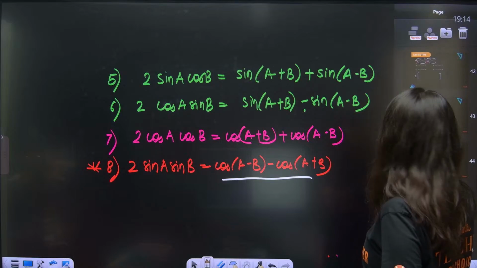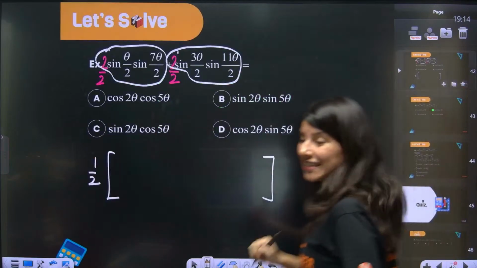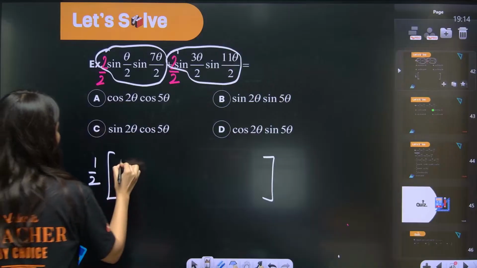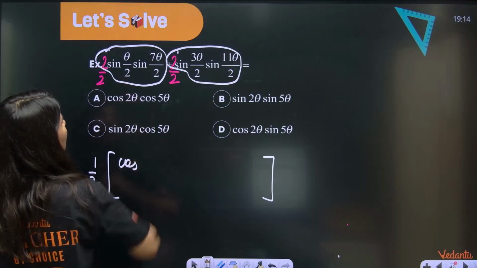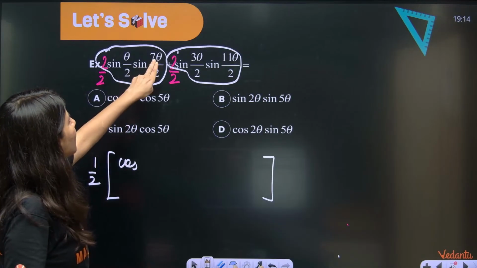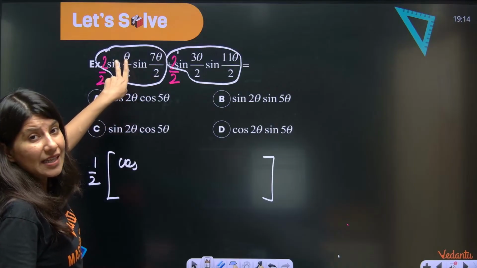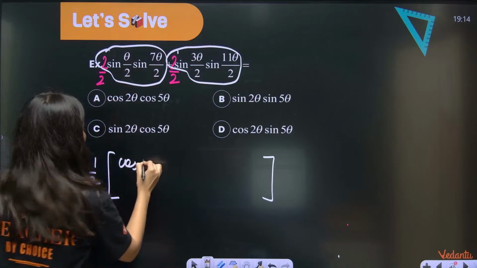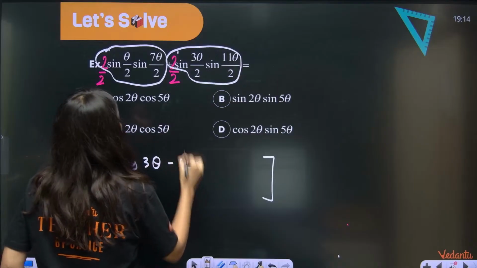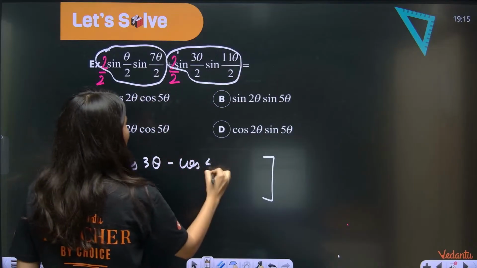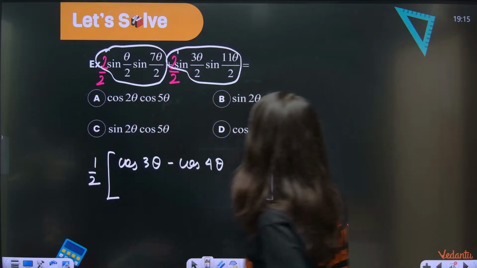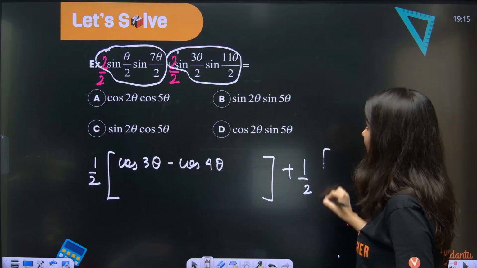Okay. So, cos(A minus B) minus cos(A plus B). Subtraction of these two. Tell me, ma'am: 7 theta minus theta, 6 theta by 2, so 3 theta. Cos(A minus B) minus cos(A plus B): 8 theta by 2, 4 theta. Plus 1 by 2 is still there.